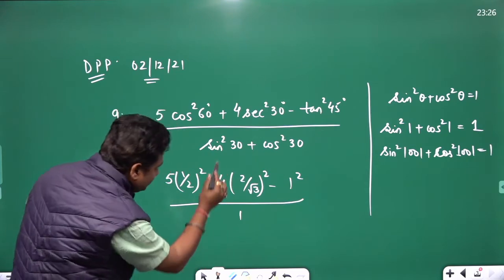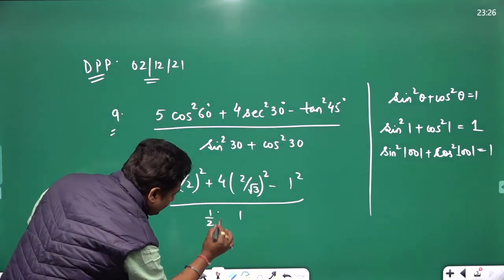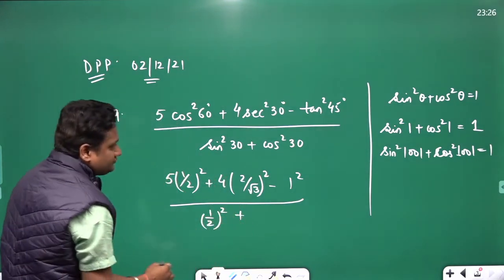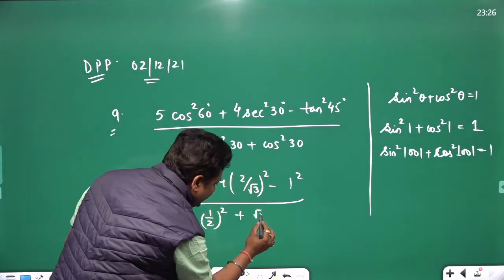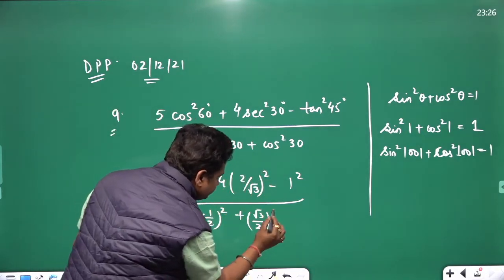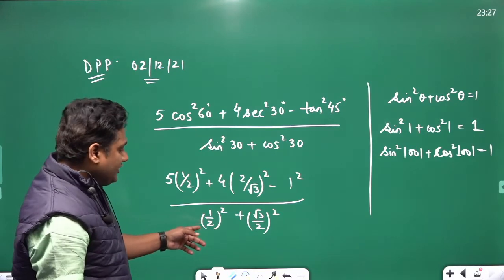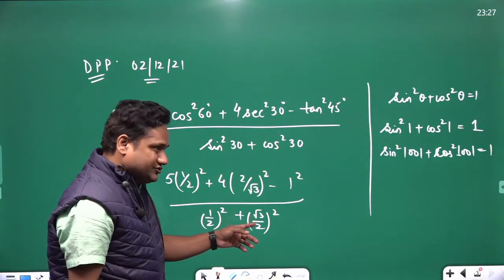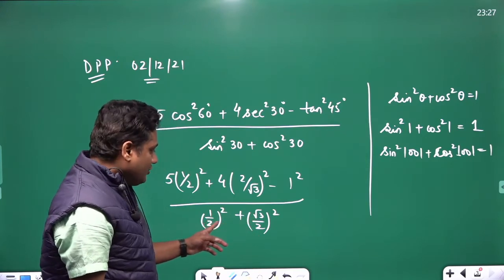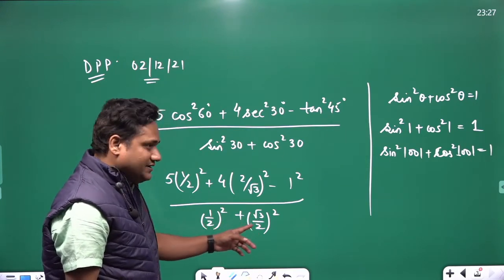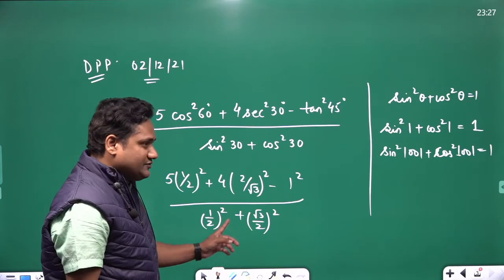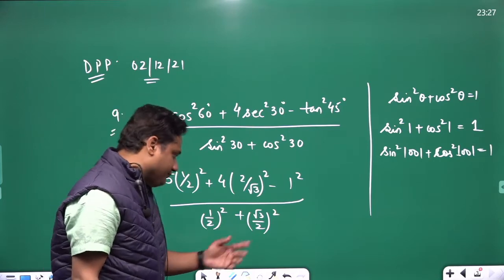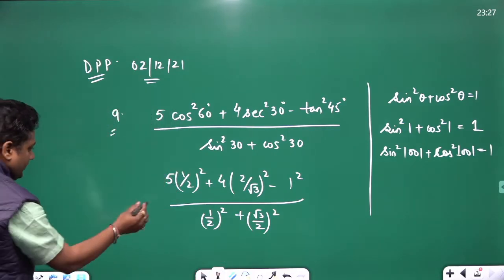Another way is just putting the value, that is half square plus root 3 by 2 square. So 1 over 2, that means 1 over 4 square of that, and root 3 by 2 square is 3 by 4. So 1 over 4 plus 3 over 4, if you take LCM, 1 plus 3 over 4, that means 4 over 4, that is again equal to 1, right?